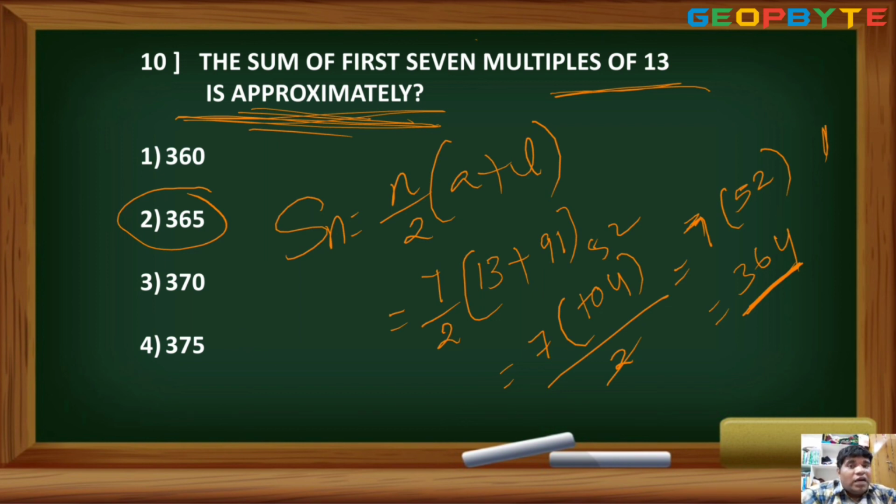In case you know the answer directly, then use your method. Suppose the question is very lengthy, then apply this method. With only 2 multiples or 3 multiples, you can calculate directly.